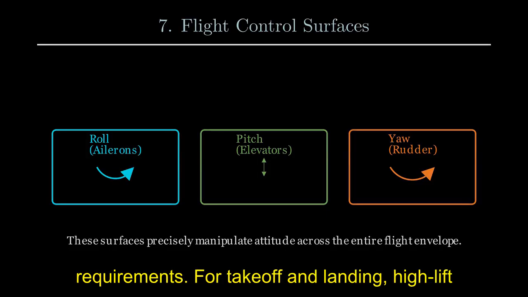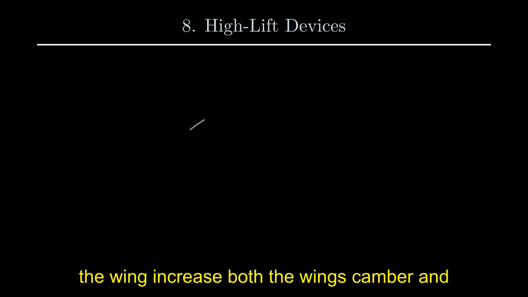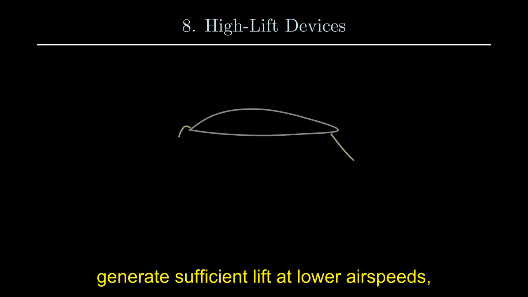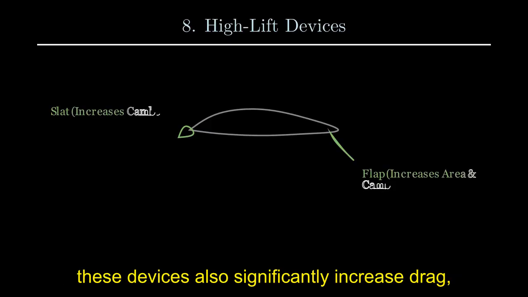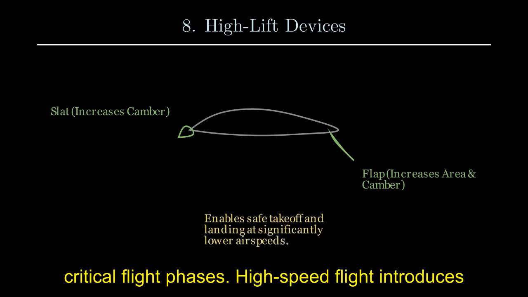For takeoff and landing, high lift devices are deployed. Flaps on the trailing edge and slats or leading edge devices on the leading edge of the wing increase both the wing's camber and effective surface area. This allows the aircraft to generate sufficient lift at lower airspeeds, reducing takeoff and landing distances. However, these devices also significantly increase drag, necessitating careful management during these critical flight phases.